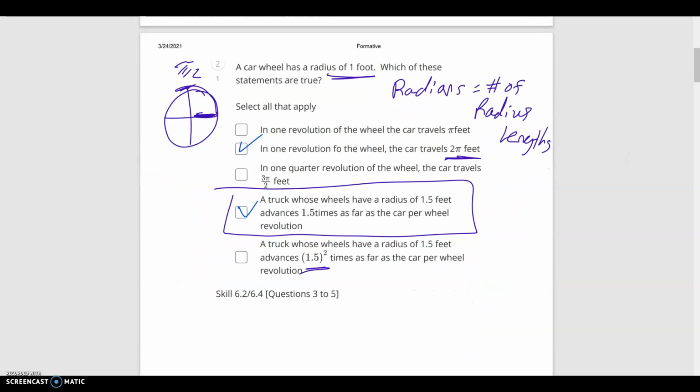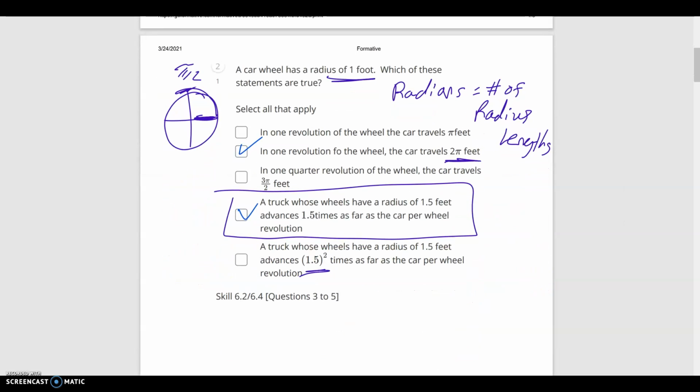Okay. Moving on to the second question. So remember, a radian is the number of radius lengths. So if the radius length is 1 foot, and then we know that the circle is 2 pi radians, 2 pi times the radius is going to give you the length of how far it's traveled. Or in this case, it'll just be 2 pi, which is why the answer is in one revolution, the car will travel 2 pi feet. That one's correct.